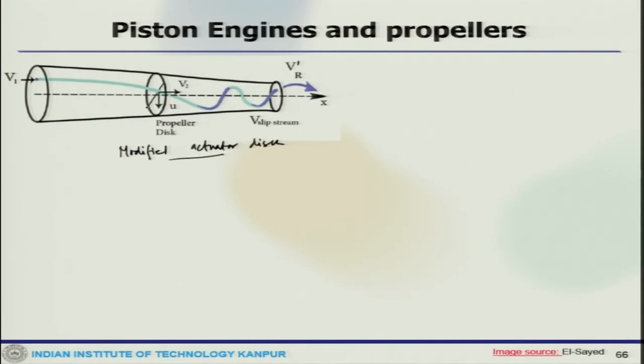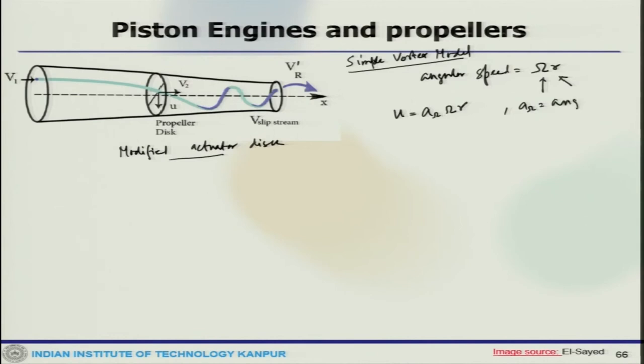The corresponding angular speed at this blade is, let us say, omega r. So, this is the angular speed of the propeller, r is the local radius of the propeller. When fluid passes through this propeller section, it acquires an angular speed due to the swirling, because this is the so called simple vortex model. So, then the rotational speed at the propeller section would be u, which is a omega times omega r, where a omega is the angular induced factor. Okay.